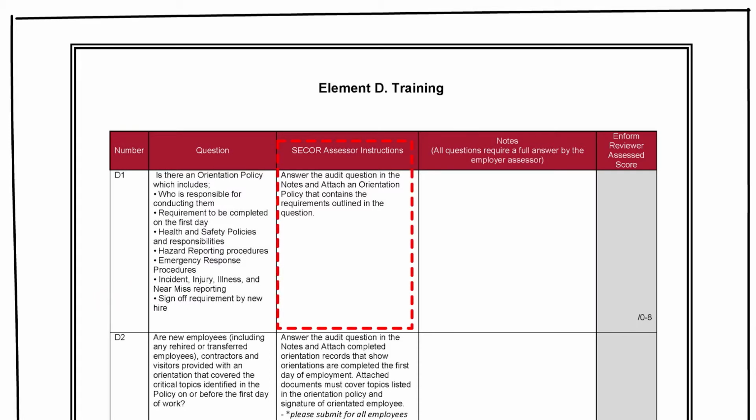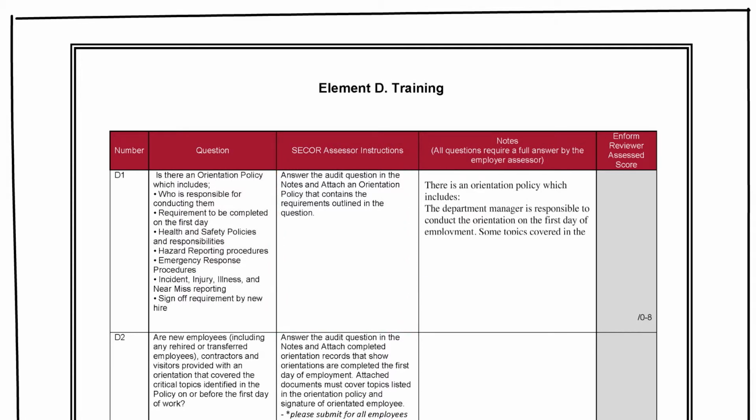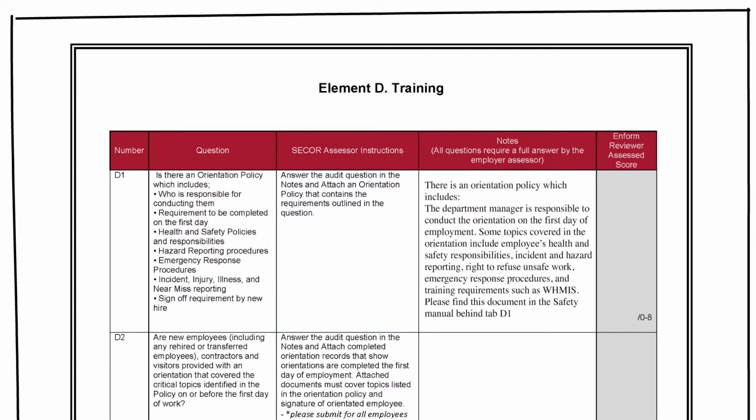The assessor instructions outline what the reviewer is looking for, and in this sample document, the assessor has provided a full answer to the question. He or she has confirmed the policy exists and included a few key examples of the topics in their policy. Furthermore, they've outlined where the reviewers can find their policy in their submission binder. This is a great note.